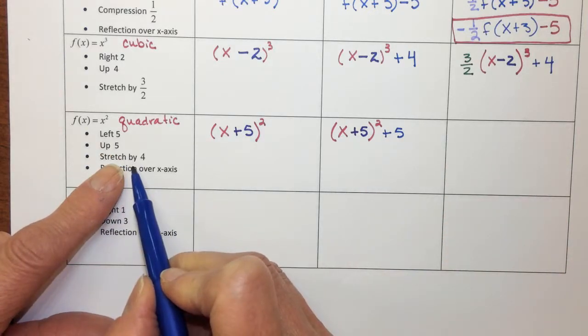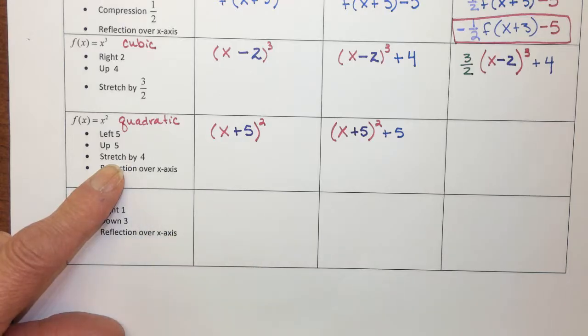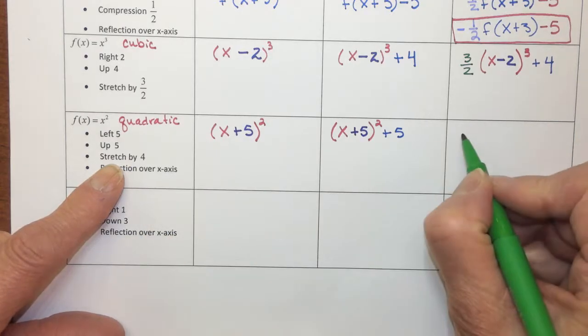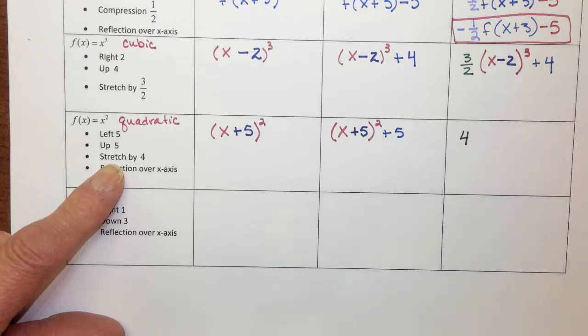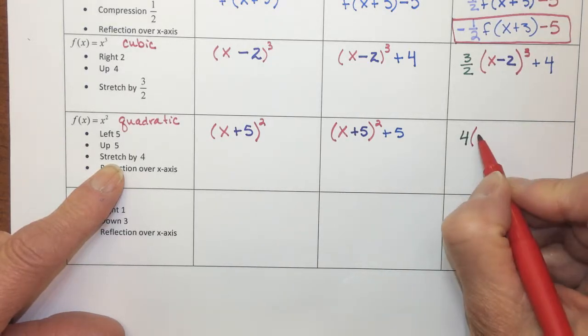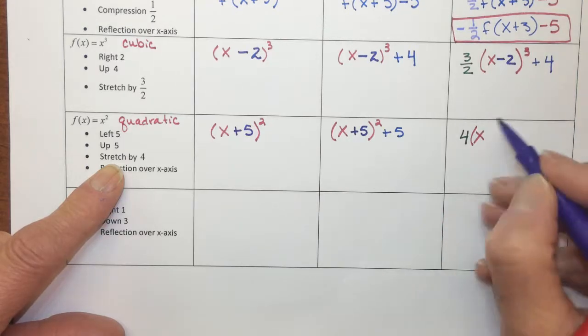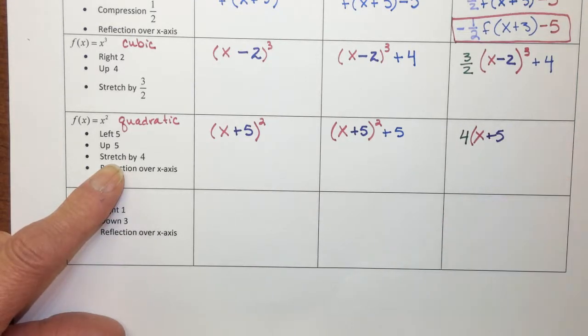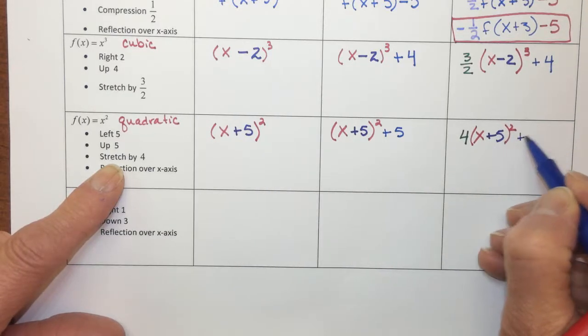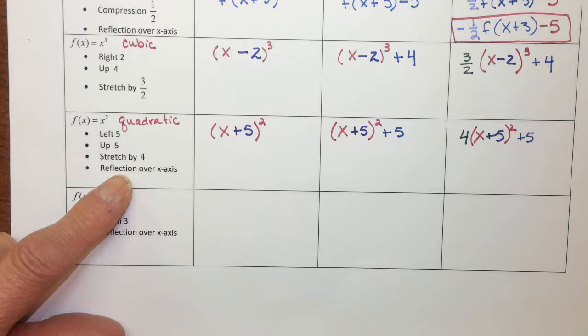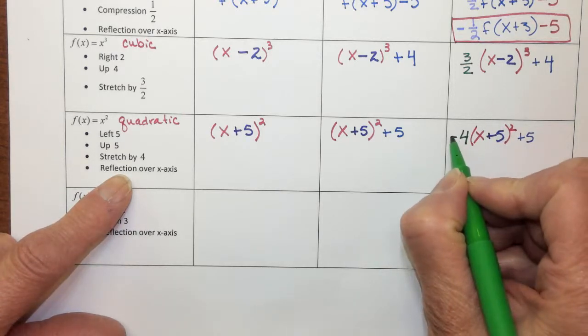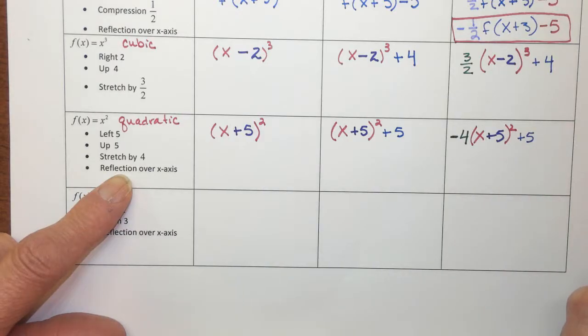And then I'm asked to do a stretch by 4. So that would mean my A is 4. And then I still have my x plus 5 plus 5. And then a reflection over the x-axis. So the reflection over the x-axis means I need to make this a -4. So those are all the transformations that have happened there.